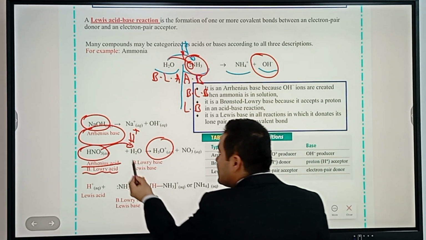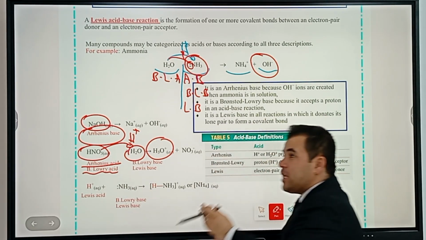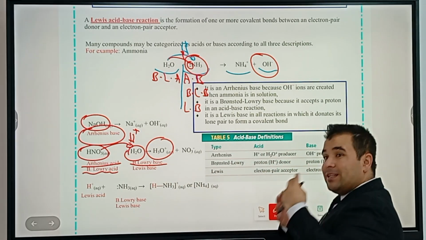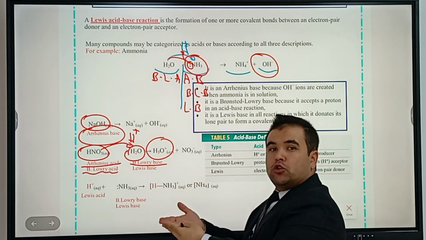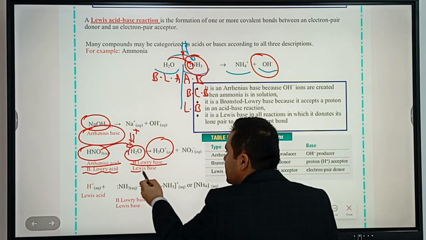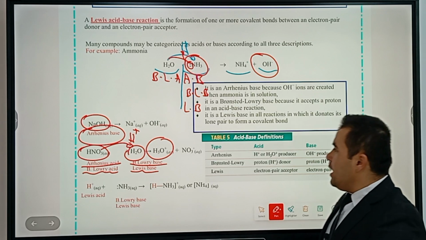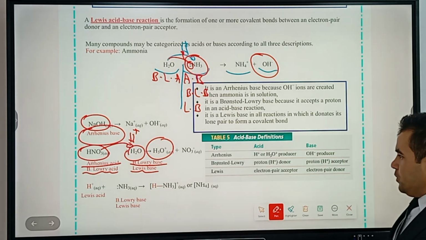But H2O, guys, in this case accepts a proton, so it's a Bronsted-Lowry base. And when it accepts a proton, it donates a pair of electrons to that proton, so it's a Lewis base as well. And in terms of the reaction, it's a Bronsted-Lowry acid-base reaction.